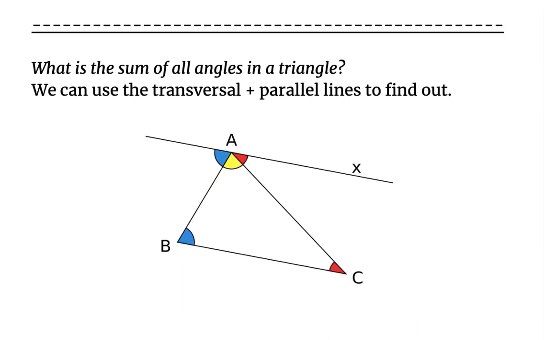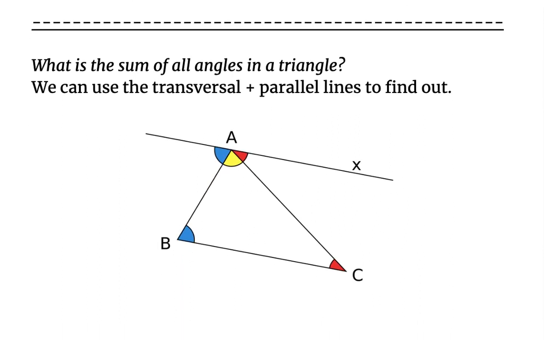If I were to color code this triangle ABC, angle A is yellow, angle B is blue, and angle C is red. I can form a transversal cutting through parallel lines. I actually have two transversals. So I can imagine a parallel line, the one that A is on, line X, and then BC forms another line. And then these are like transversals that cut through it.